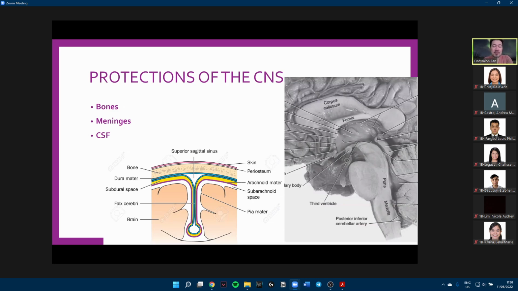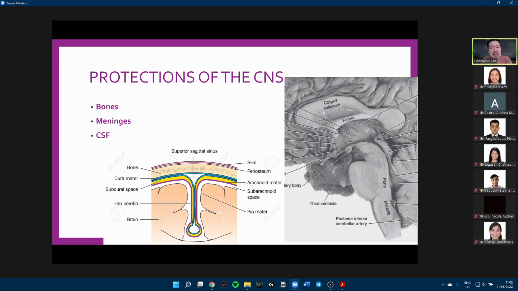Now, let's talk about the protection of the CNS because the brain and the spinal cord are so important that they need to be protected. So we have the bony protection from the calvaria for the brain, and the spinal cord, we have protection from the vertebral column. And the meninges, they are the fibrous sheets of protection of the brain and the spinal cord. From outside to inside, we have the dura mater, arachnoid, and the pia mater. Outside to inside, you have the dura mater, arachnoid, and the pia mater.